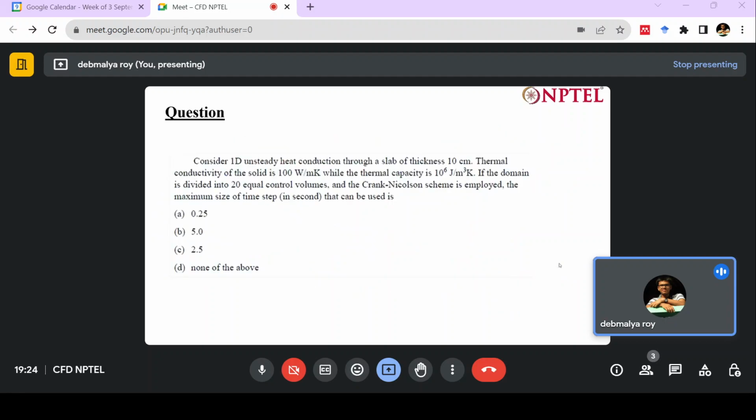Alright, so let's look at another question. Consider 1D unsteady heat conduction through a slab of thickness 10 centimeter. Thermal conductivity is given, thermal capacity is given. If the domain is divided into 20 equal control volumes and the Crank-Nicolson scheme is employed, what is the maximum size of time step in seconds that can be used?